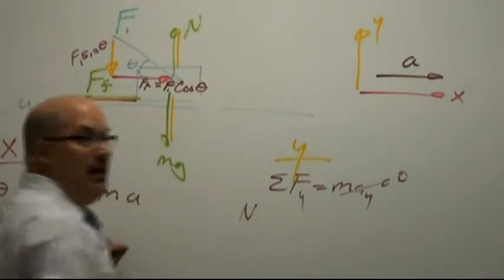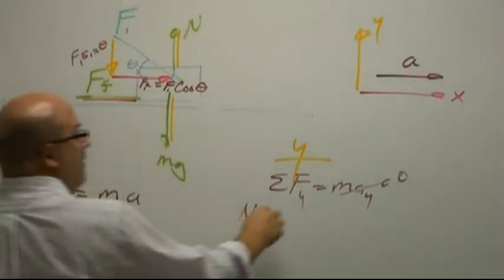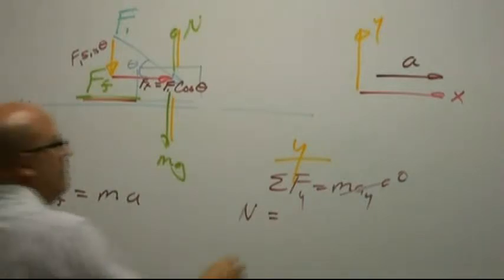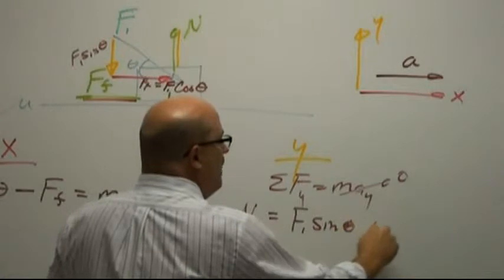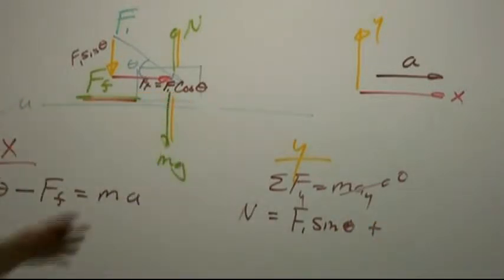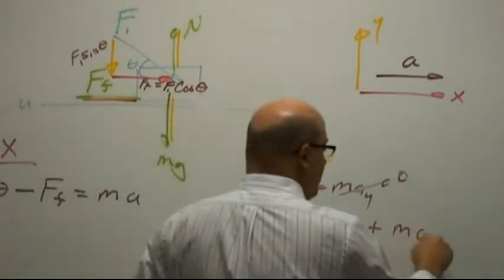Okay, so here's all my ups. I just got one, and that's going to equal all my downs. So I got F1 sine theta plus mg.